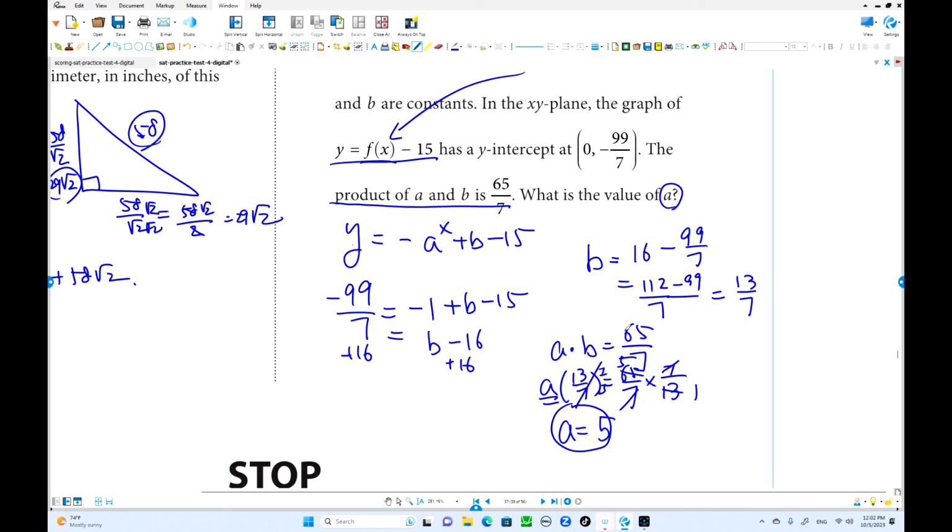But you have to be careful. They're not asking you the value of b. They're asking you the value of a, okay? That's why this is given, okay?